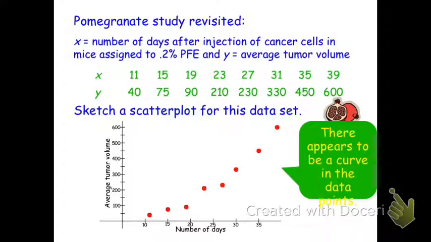Lastly, this is when I'm talking about nonlinear data. Notice that this scatter plot has a bit of an exponential curve to it.